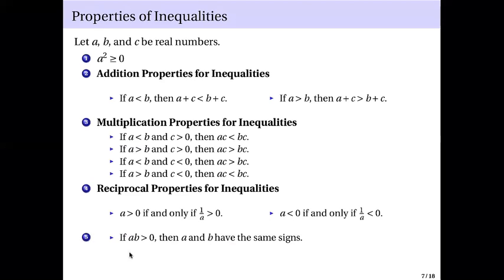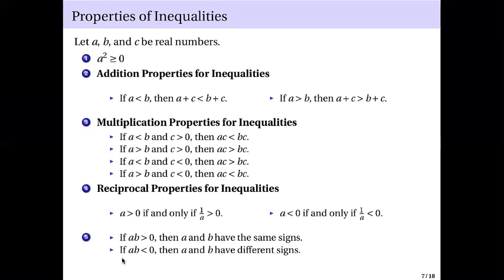Now, another important property, if AB is greater than 0, then A and B have the same signs, meaning they must be both positive or they must be both negative. So if you have two numbers whose product is positive, then the two numbers must be both positive or must be both negative. Okay, so take note of this.